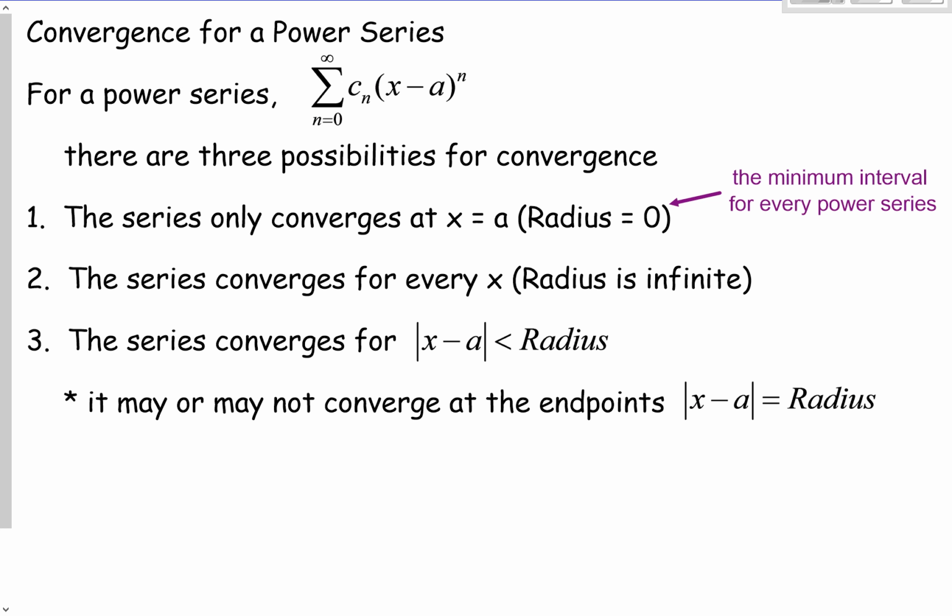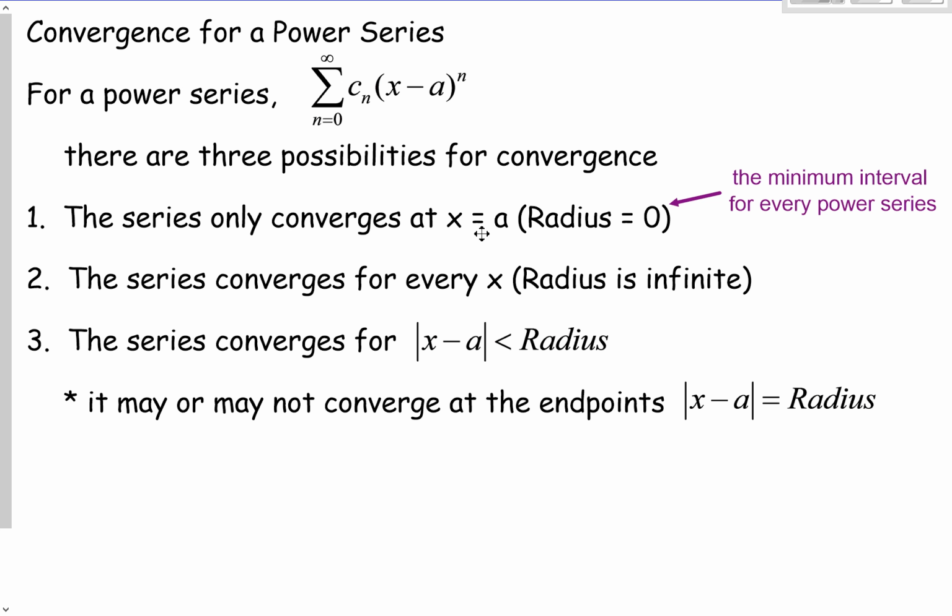The first is that a series only converges at one point, that x equals a, the center. This is the minimum interval for every power series. No matter what, a power series will always converge at its center. The distance for x's that the series converges is what we call the radius of convergence. So if our series only converges at x equals a, the radius is 0, because the distance from the center is 0. That actually works.